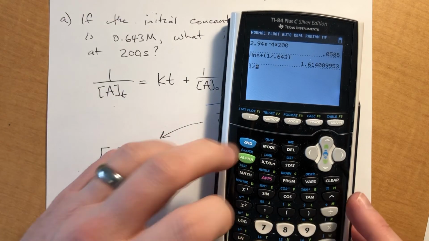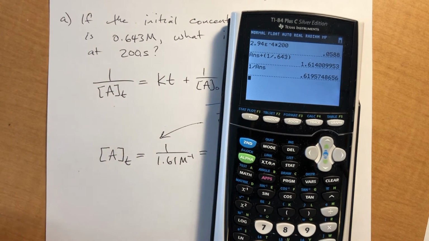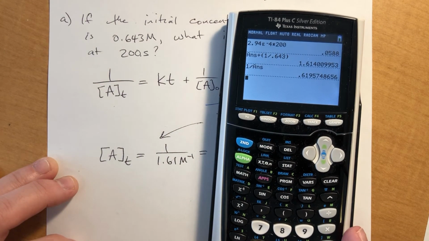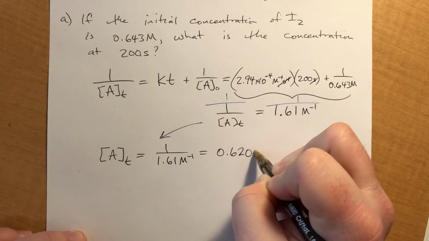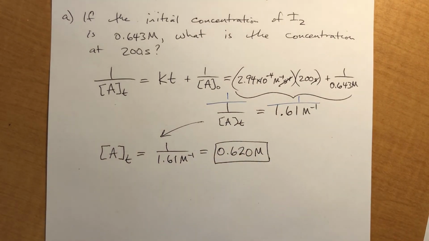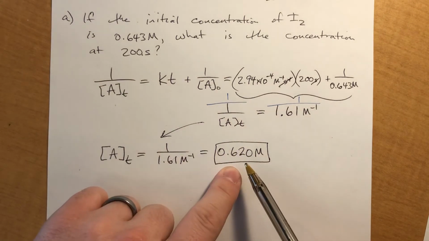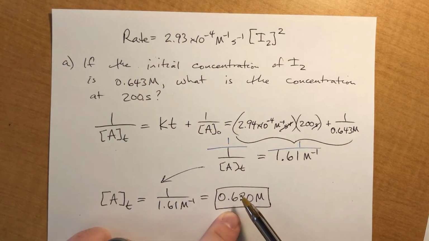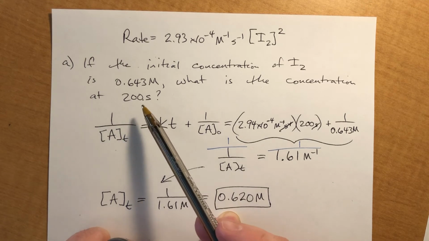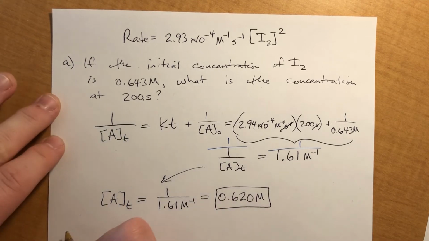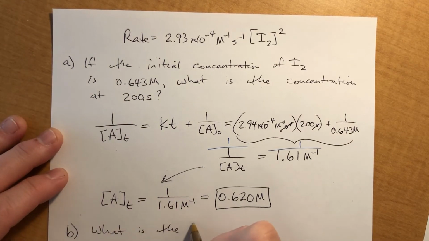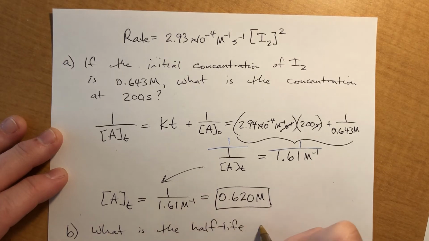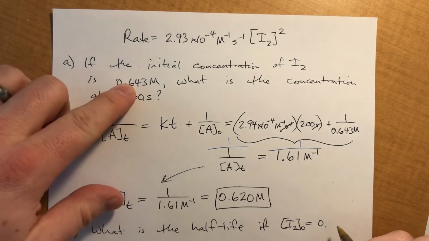Honestly, I'm just going to do 1 divided by the second answer because it's what I already had in there. And I got 0.6195, that would round up to 0.620, I guess. Okay, well, we started at 0.643 and it went down to 0.620, which means we're nowhere near the half-life. It's going to be way more than 200 seconds to get to the half-life. But part B is, what is the half-life if the initial concentration is equal to 0.643?